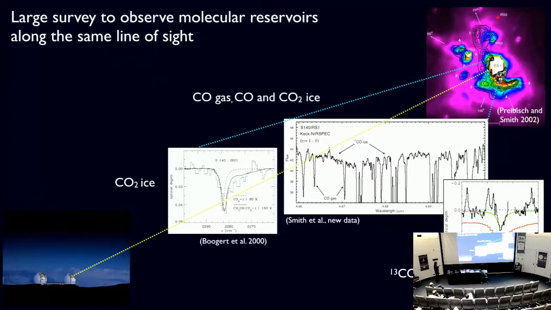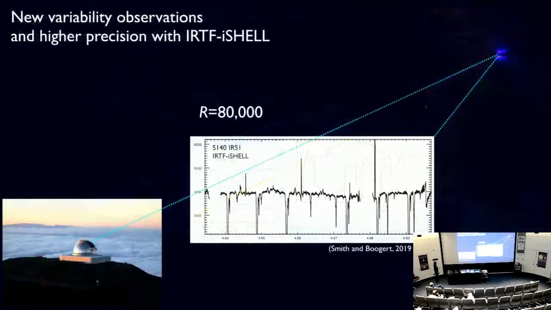There are only a few targets where you can get 12C16O ice that's not saturated, that's not too deep, with 13CO ice as well, because 13CO is much weaker in the ice phase. So there are only a few targets where you have that balance of not being too much and not too little. So we don't have too much data on that.